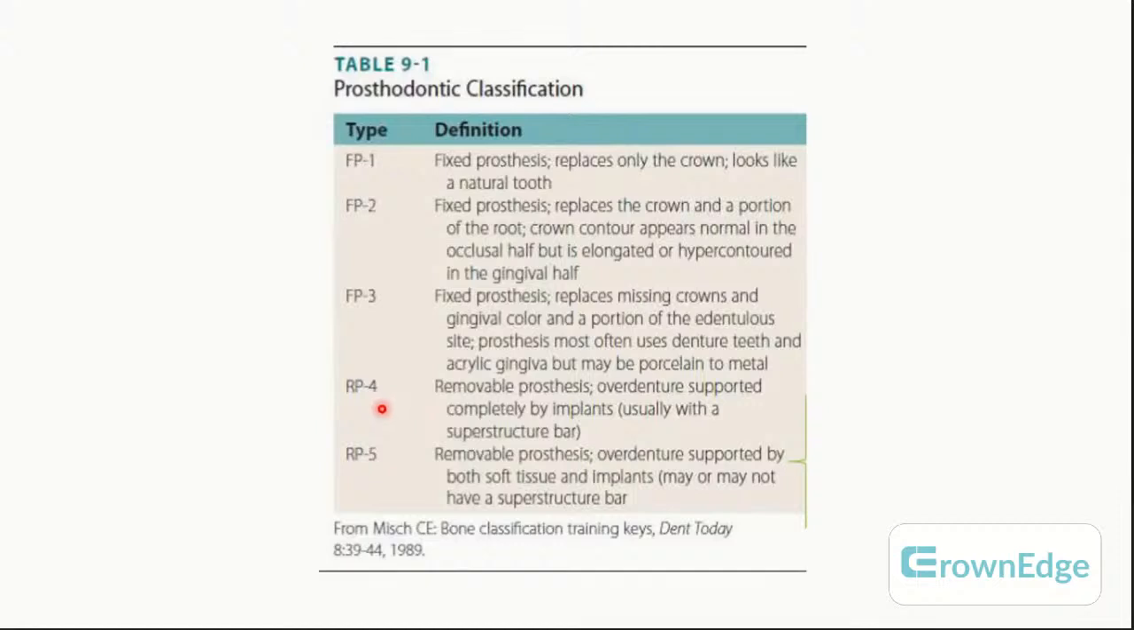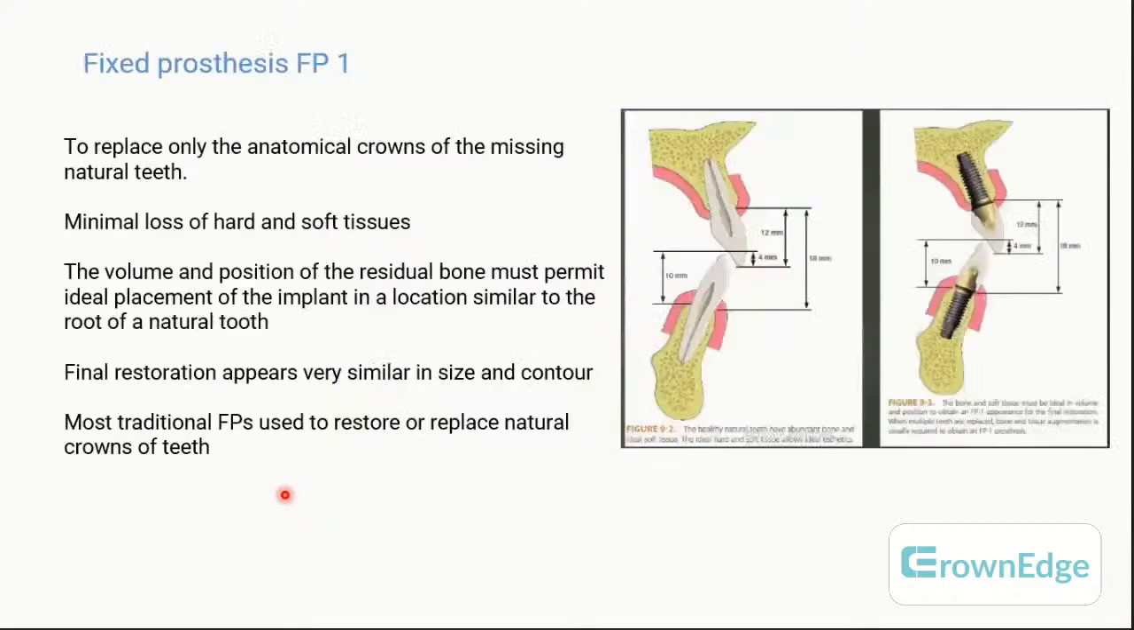Your removable prostheses: RP4 is an overdenture supported completely by implants. So it is not taking support from the mucosa. It's mainly from the implants only, like a superstructure bar. Whereas an RP5 system takes support from both the soft tissue as well as your implants. That is the difference between RP4 and RP5. Please keep in mind the differences between all these 5 types of prosthodontic classification. You should know what FP1, 2, 3 are, and what RP4 and RP5 are.